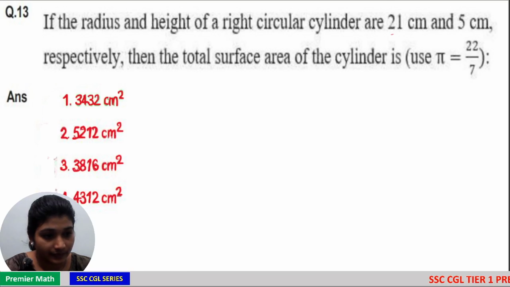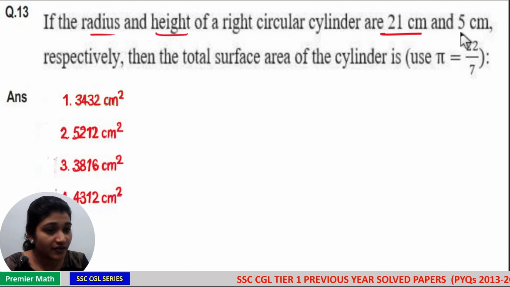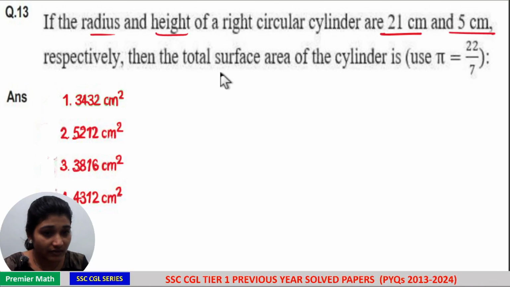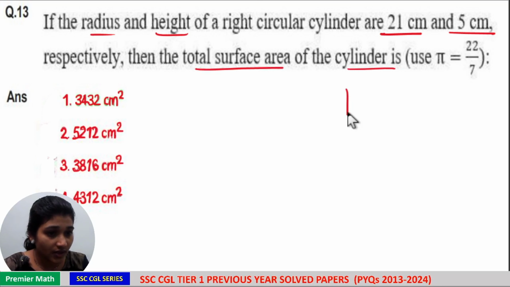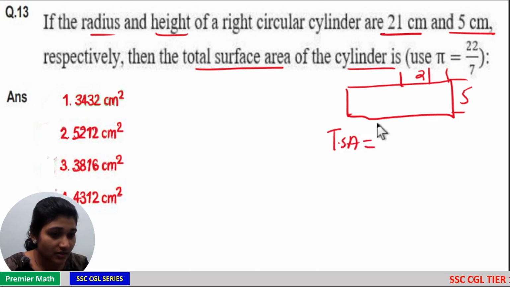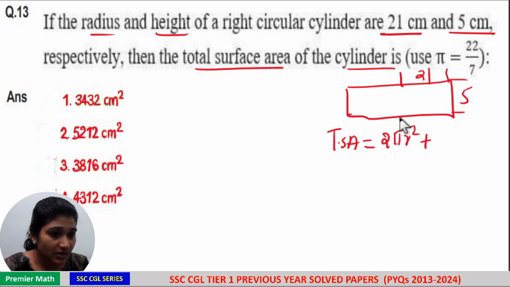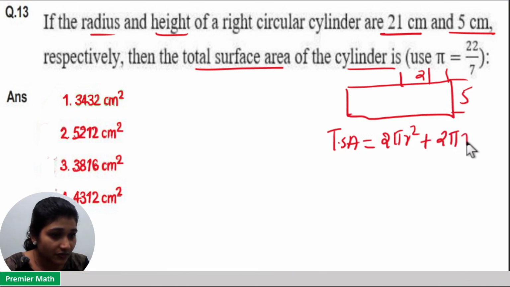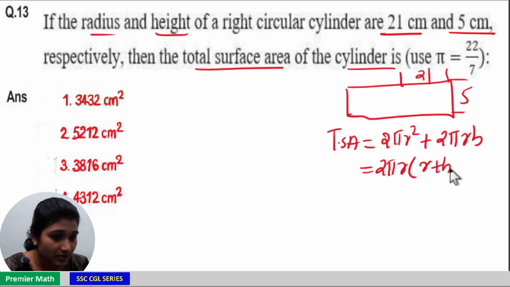If the radius and height of a right circular cylinder are 21 centimeter and 5 centimeter respectively, then total surface area of cylinder is. Here, if this is the cylinder, height is 5 centimeter and radius is 21 centimeter. Now, total surface area of the cylinder is equal to, here, two bases are circles, so 2 pi r square plus curved surface area, where circumference is 2 pi r. So 2 pi r into h is curved surface area. Now take 2 pi r outside, then inside becomes r plus h.